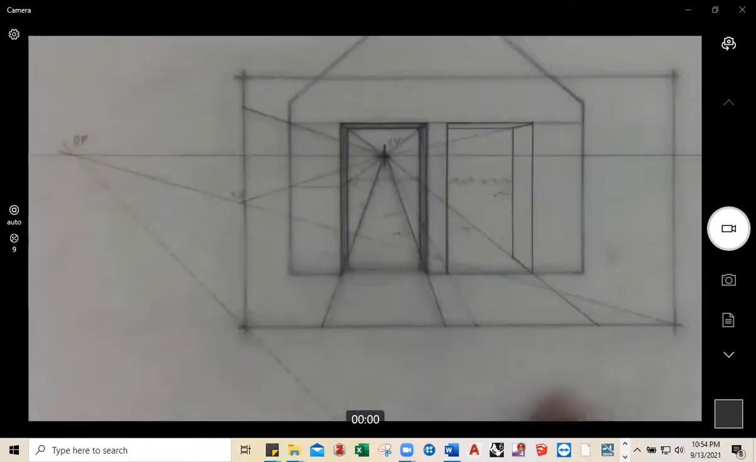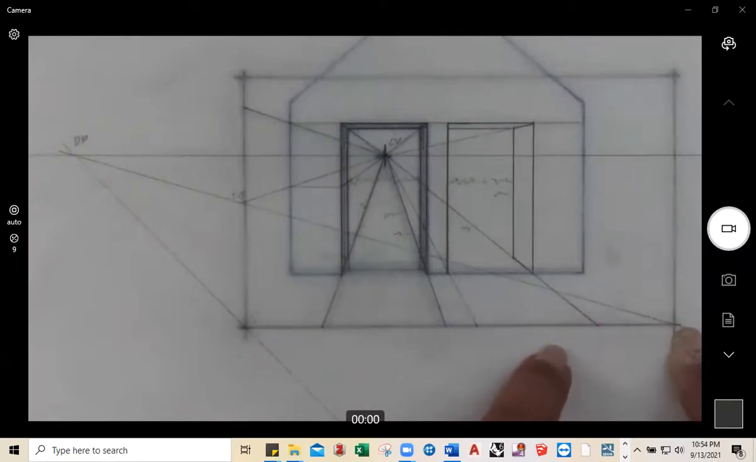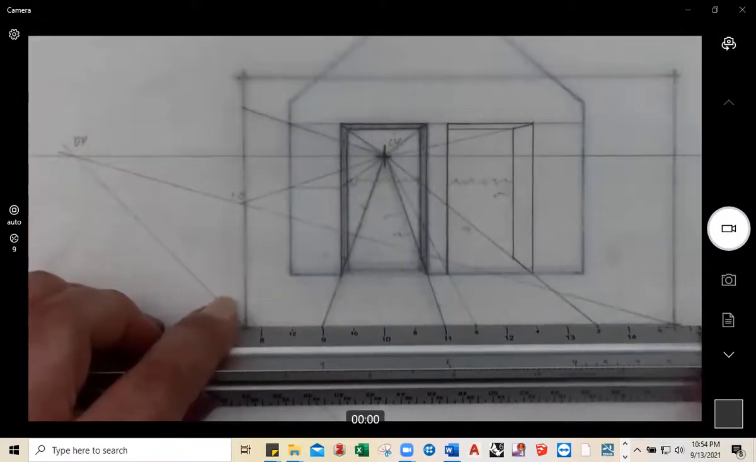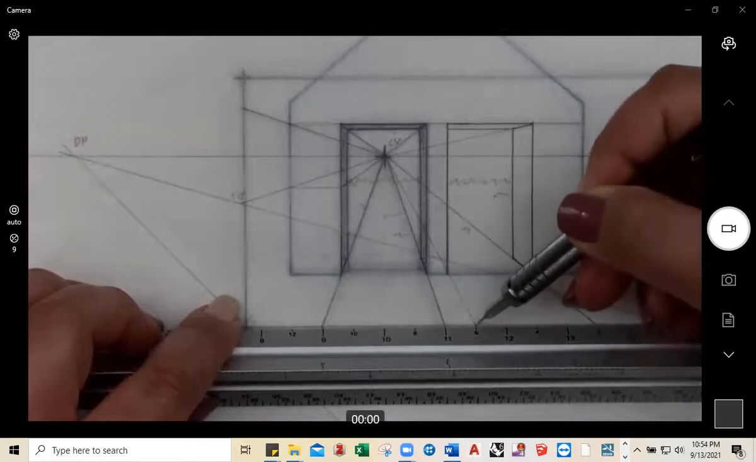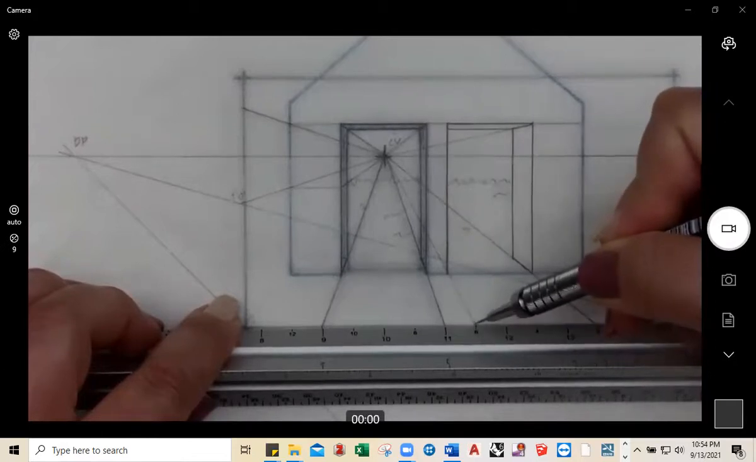So what I need you to do is from the lower right-hand corner of your picture plane, you're going to measure 6 feet 6 inches. From here, you're going to measure 6 feet 6 inches at 3/8 of an inch scale. So 6 feet 6 inches. We've got the 6 inches here. 1, 2, 3, 4, 5, 6. Right there. So 6 feet 6 inches. Put a little tick mark.